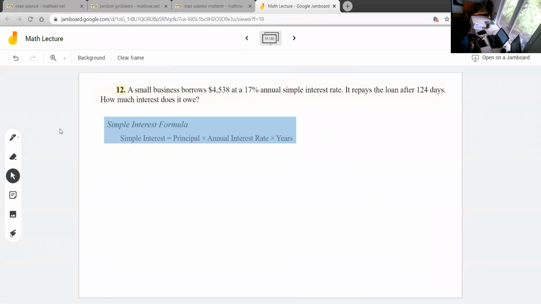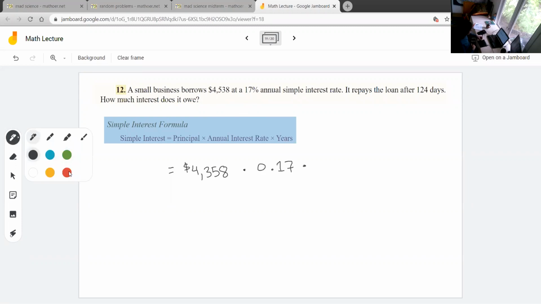So we can just say the first thing we're going to do is take the principal and then we're going to multiply it by the interest rate. And now the tricky part, what is the years? That's going to be the 124 days out of the 365 days. And whatever we had, 262.09.